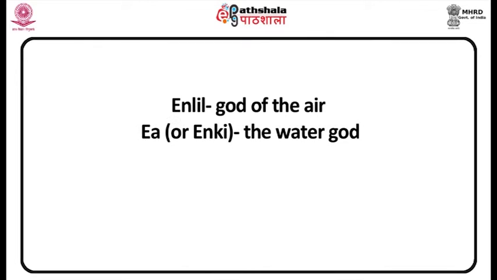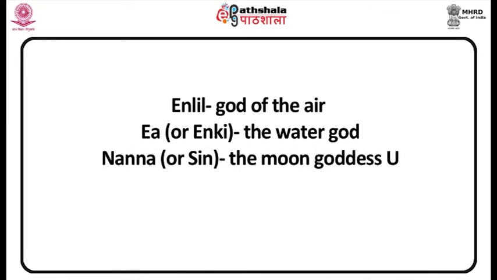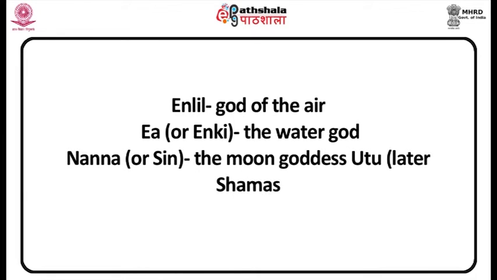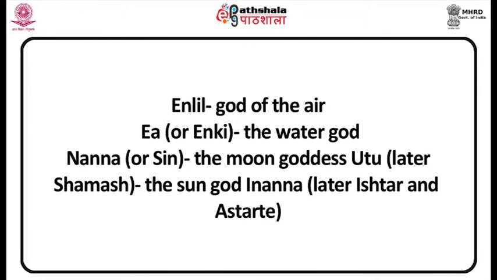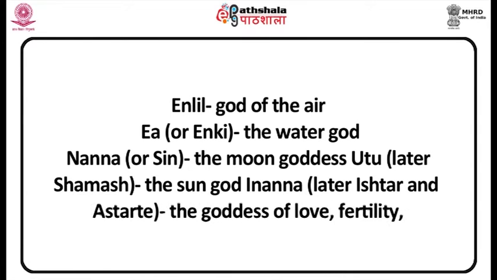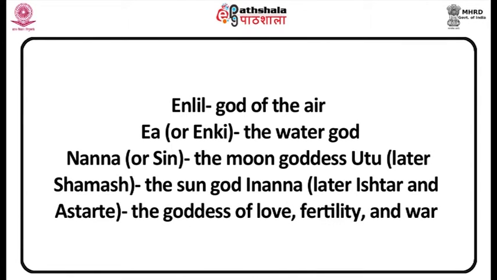Ea or Enki, the water god. Nanna or Sin, the moon god. Utu, later Shamash, the sun god. And Inanna, later Ishtar, the goddess of love, fertility, and war. Let us now talk about Mesopotamian sculpture.